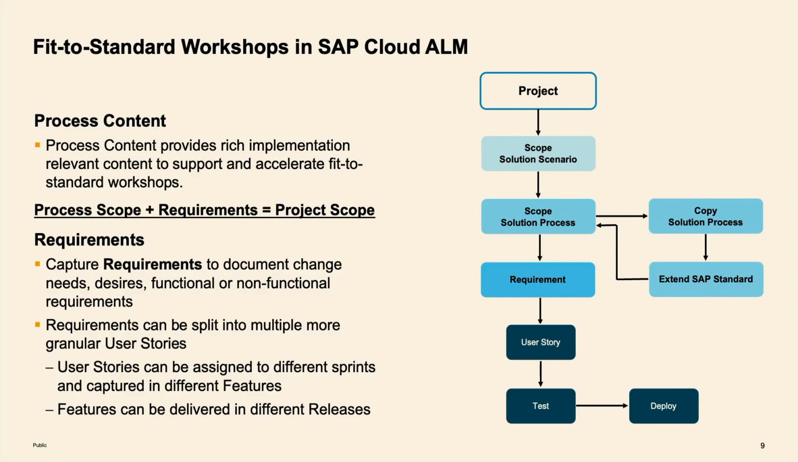How does a Fit to Standard workshop work in SAP Cloud ALM? That's what you can see here on the diagram. You create a project, then you scope a solution scenario, then you scope a specific solution process. If the solution process is not sufficient, let's say the BPMN is not sufficient, you can copy it to our process offering area, adapt the SAP standard content, and then scope it again and use it in the Fit to Standard workshop, and create requirements and what needs to be changed to document.